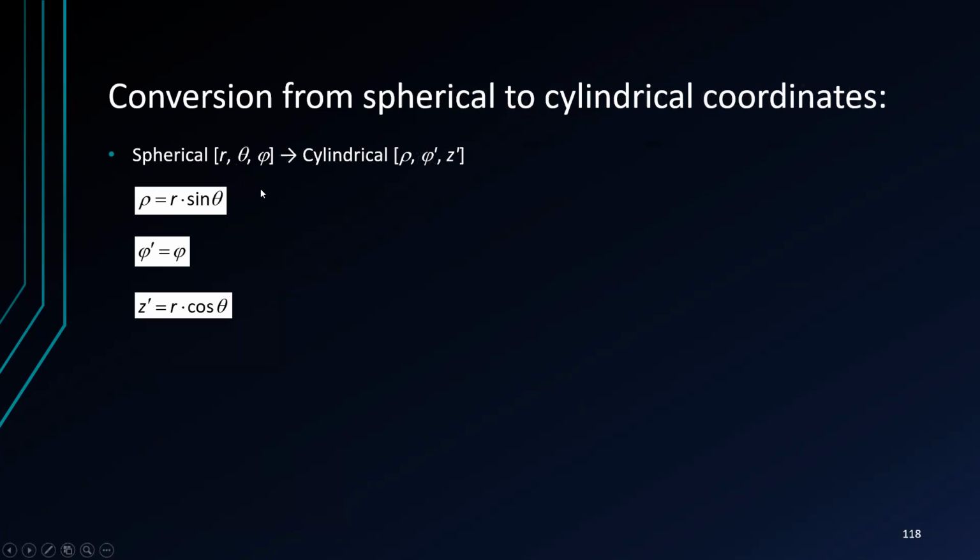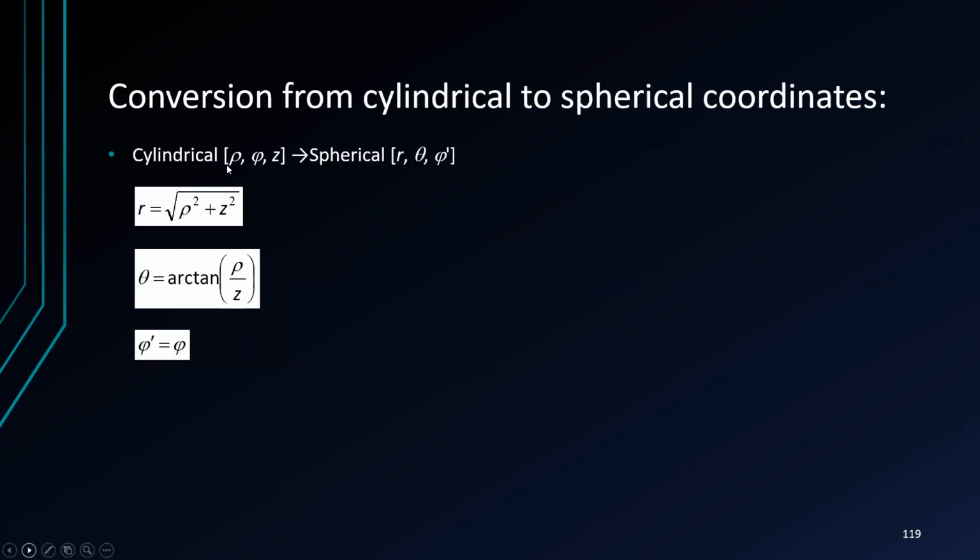Spherical to cylindrical. Spherical is r, theta, phi and cylindrical is rho, phi prime, z prime. So rho is equal to r sine theta, phi prime is equal to phi, and z prime is equal to r cosine theta.